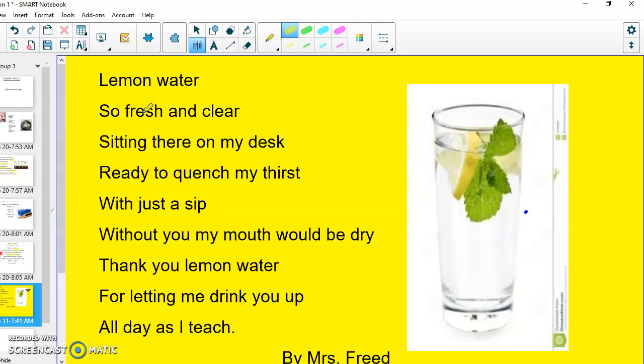All right, my lemon water. Also, I wrote this one. I actually added it a year when I had lemon water sitting on my desk and the students told me, oh, write a poem about your lemon water like you're in love with it.